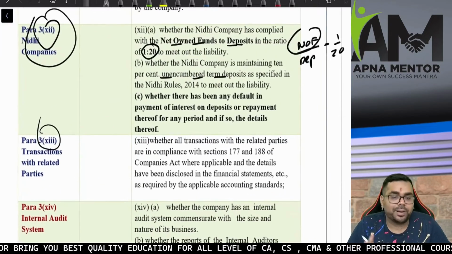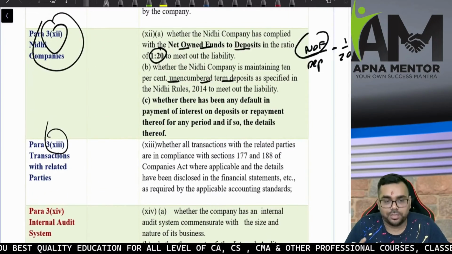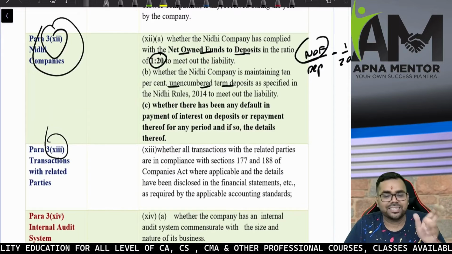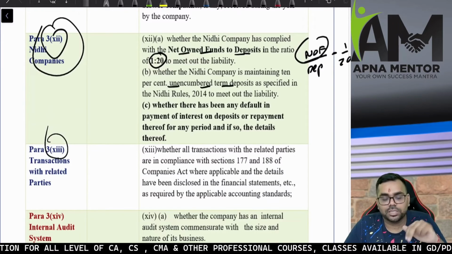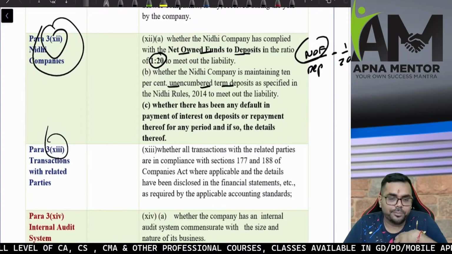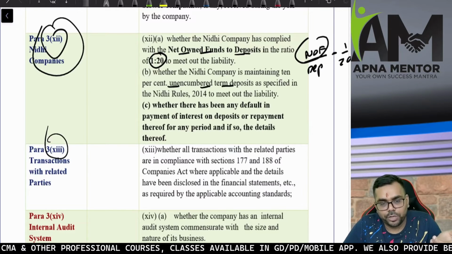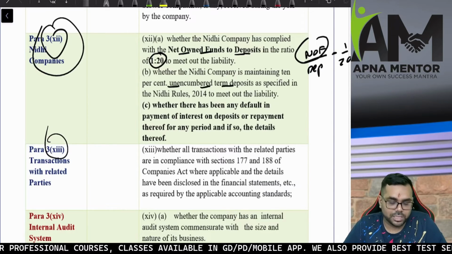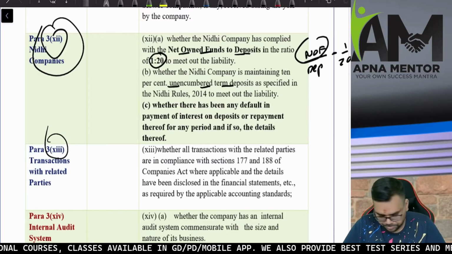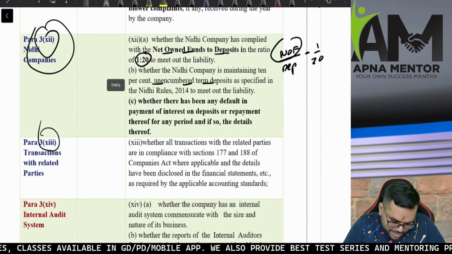These two clauses are particularly with regard to special companies. Clause number 12 talks about Nidhi companies in particular. Clause number 16 talks about NBFCs in particular. So if I'm doing the audit of Nidhi companies, only then clause 12 will be applicable. And if I'm doing the audit of NBFCs, only then clause 16 will be applicable. Right? So clause number 12, 16 we will be doing together.